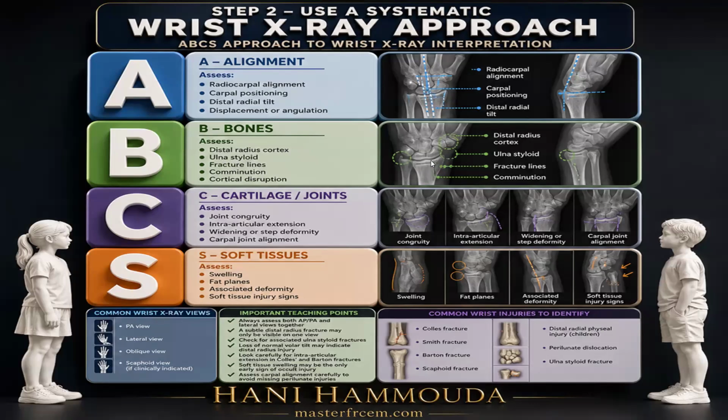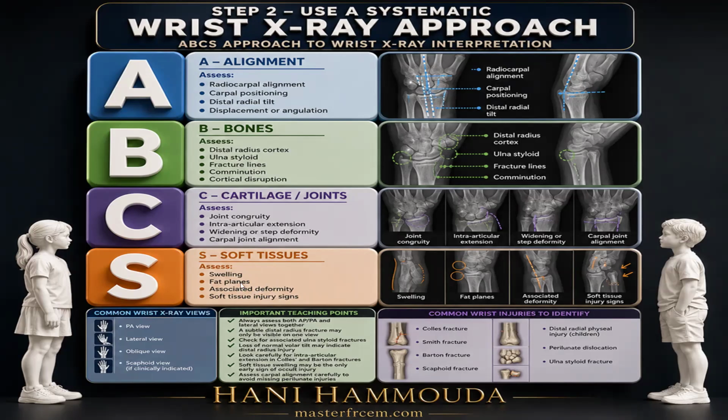So you will check the radial cortex, the ulnar cortex, fracture lines, comminution, cortical disruption. In C, you will check the cartilage and joints: assess joint congruity, intra-articular extension, widening or step deformity, carpal joint alignment. In soft tissue, you will assess for swelling, fat planes, associated deformity, and soft tissue injury signs.